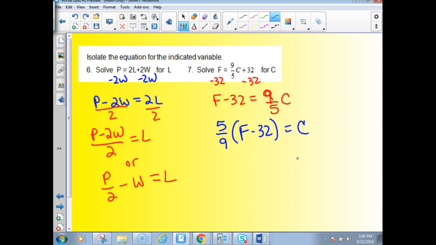So if you wanted to know what the temp is in Celsius today, I don't know what the temp is outright now, but plug in that number and subtract 32, multiply by 5, and divide by 9.